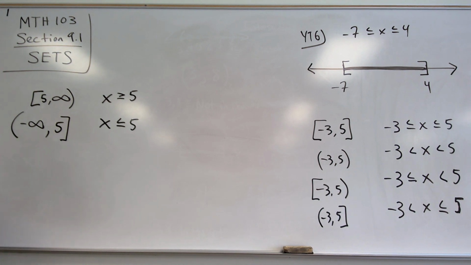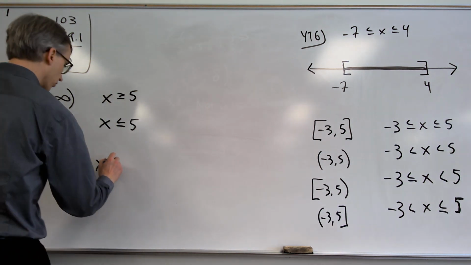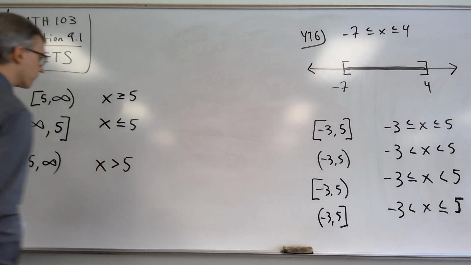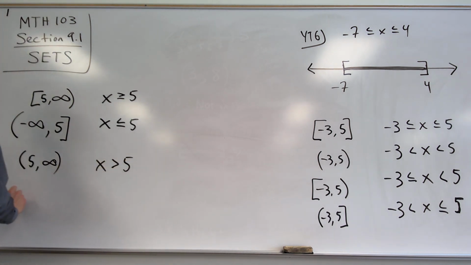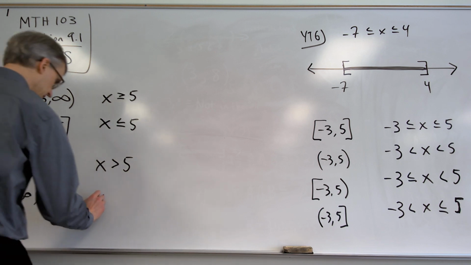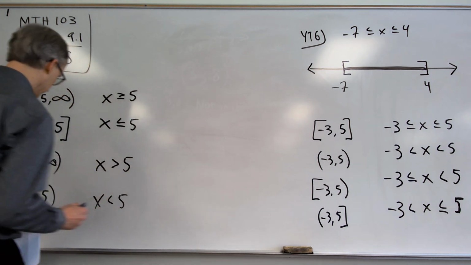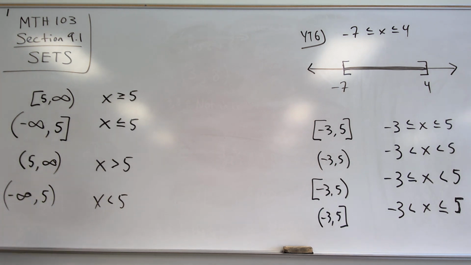So there's a couple of options, and we could also have the two parenthesis version of both of these. So we go 5 to infinity, and that'll be x strictly greater than 5. And then we can have negative infinity to 5, and that is x less than 5. All right, so there's our 4 options for infinite intervals.